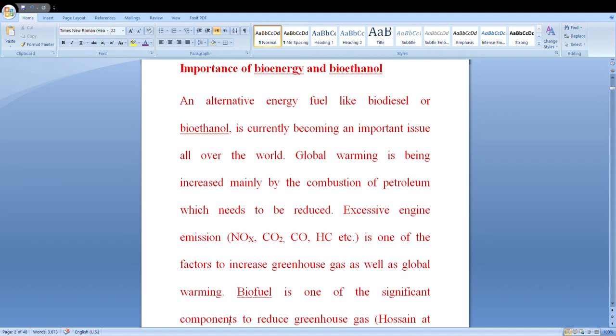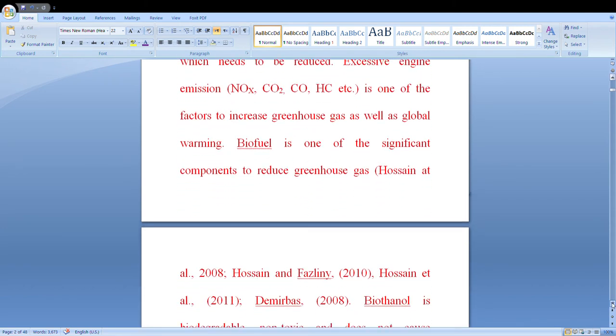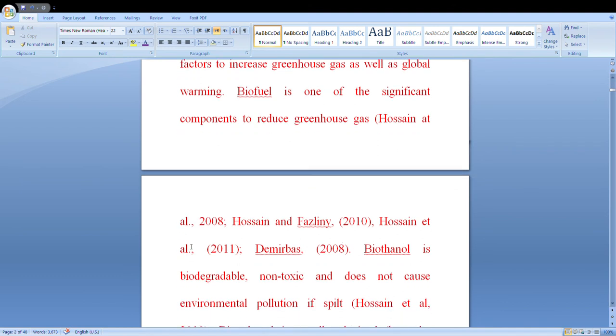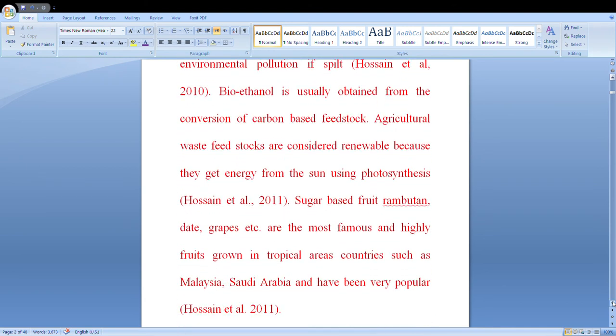Biofuel is one of the significant components to reduce greenhouse gases (Hossain et al. 2008, Hossain and Fazliny 2010, Hossain et al. 2011, Demirbas 2008). Bioethanol is biodegradable, non-toxic, and doesn't cause environmental pollution if spilled (Hossain et al. 2010). Bioethanol is easily obtained from carbon-based feedstocks, like agricultural waste feedstocks, which are considered renewable because they get energy from the sun using photosynthesis (Hossain et al. 2011). Sugar-based fruits, rambutan, dates, grapes, and others are the most famous fruits grown in tropical areas, in countries such as Malaysia, Saudi Arabia, and other Asian countries, and have been very popular.